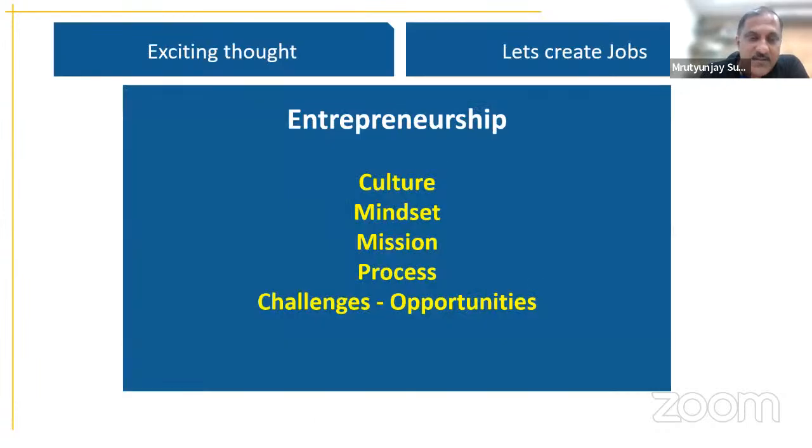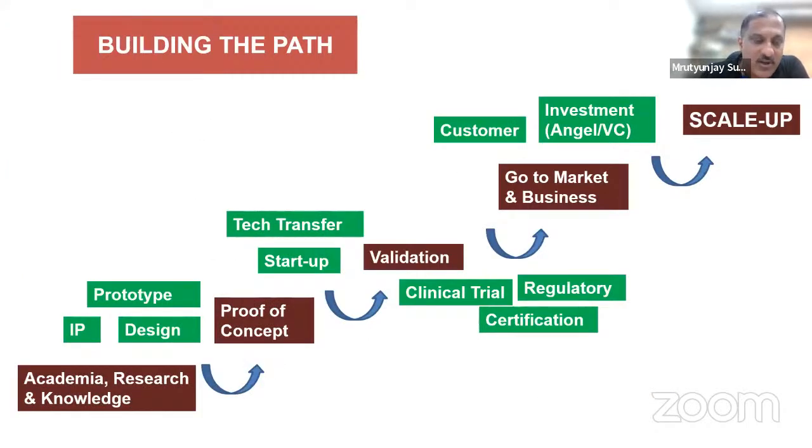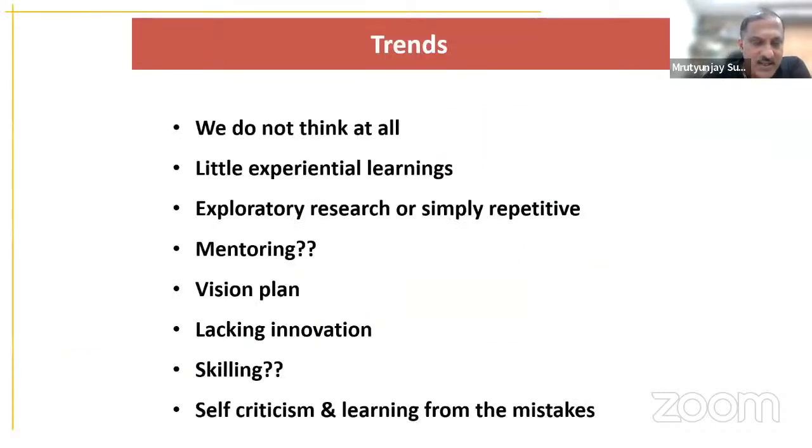I showed you this building the path, which talks about not only knowledge creation, but beyond that, from prototype to tech transfer to startup to trial to regulatory, so much available there. You need to understand all these points. Otherwise, your thought process will not be concrete. And little experiential learning. We do not experiment. We do not experience things. We simply extract things from the literature and start building something out of it, which is not very good because you need to experiment.